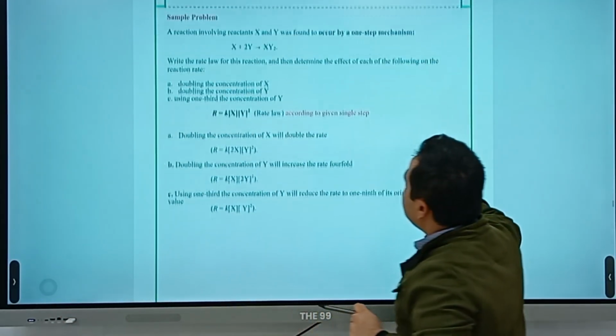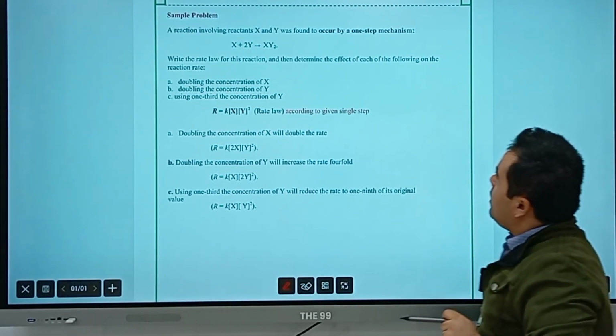Here we have a sample problem. Let us solve a sample problem for this question in our book.